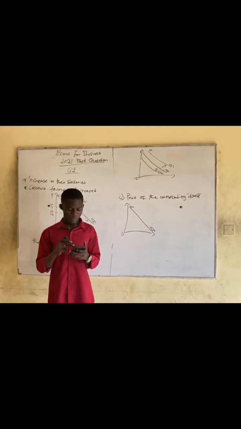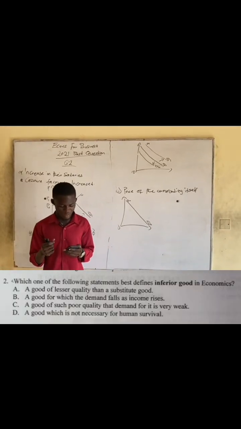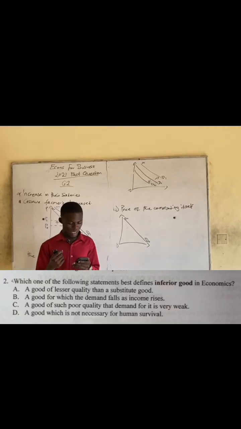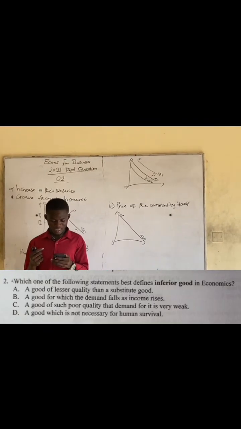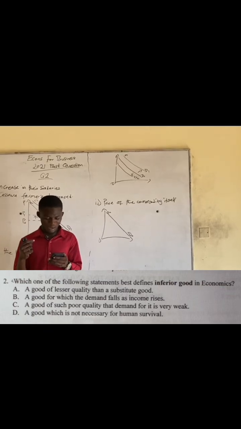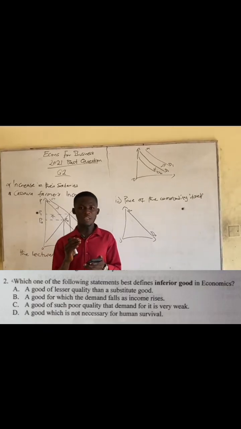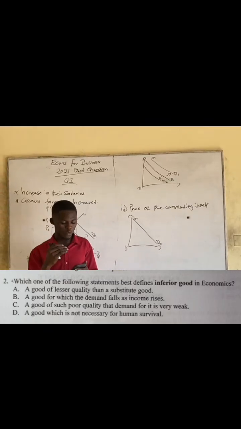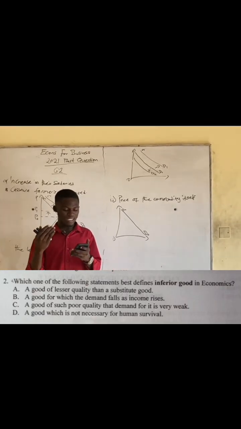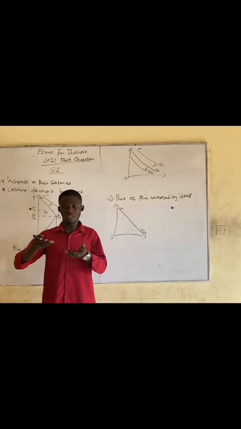So it is A. Then question 2 gives us: which one of the following statements best defines inferior good in economics? A, a good of lesser quality than a substitute good. B, a good for which the demand falls as income rises. C, with this one, I will not even read all of them. The answer to question 2 is B, which gives us the definition of inferior goods. It says that a good for which the demand falls when income also increases.